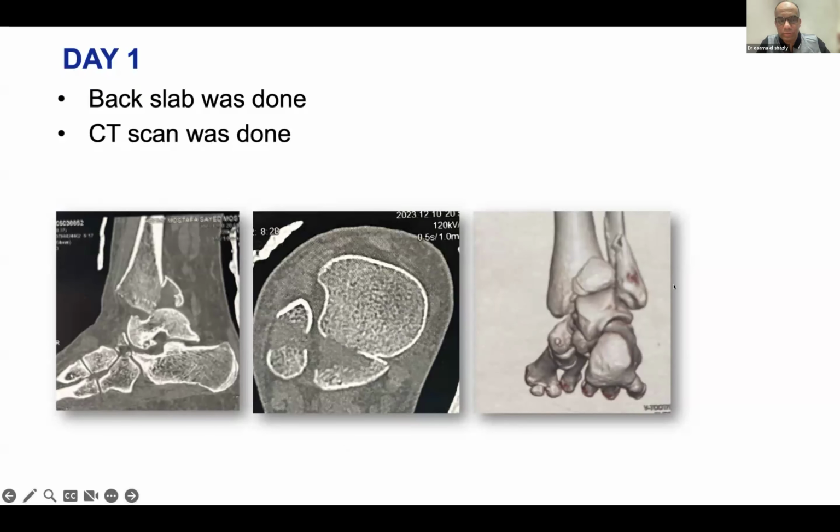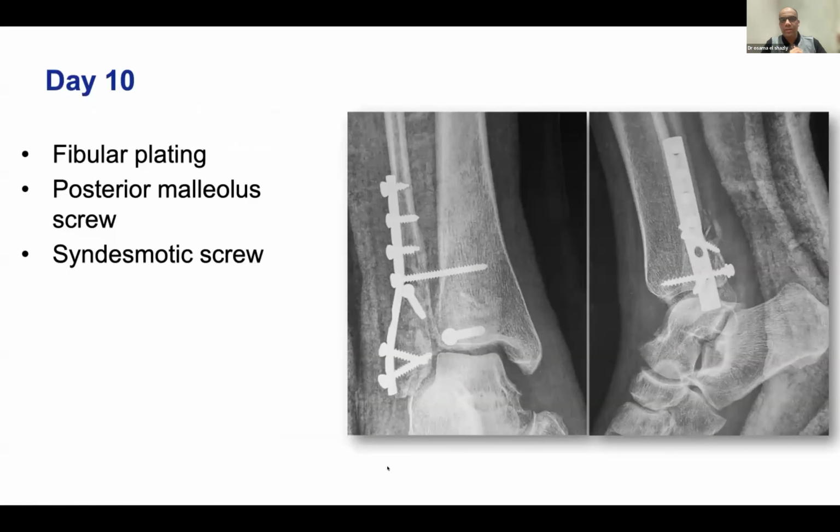So now what do you see here? We have a trimalleolar fracture: posterior malleolus, lateral malleolus, and medial malleolus fracture. So what are you going to do for such a case? Okay, this is what has been done. At day 10, after improvement of the soft tissue condition, ORIF was done for the lateral malleolus with a plate, the patient had fixation of the posterior malleolus, and a syndesmotic screw was applied. So my question, any comments on this reduction and fixation?